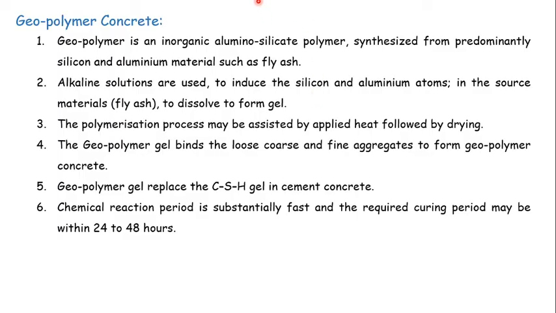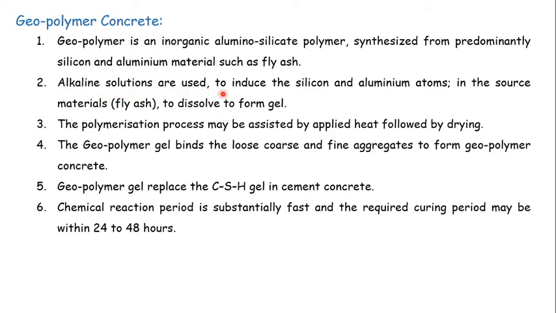Geopolymer concrete. Geopolymer concrete is an inorganic aluminosilicate polymer synthesized from predominantly silicon and alumina materials such as fly ash. Fly ash is a byproduct of the combustion of coal. That fly ash is reorganized, and if another product is prepared from it, we are able to have some polymers. These polymers are synthesized, and then we prepare geopolymers.